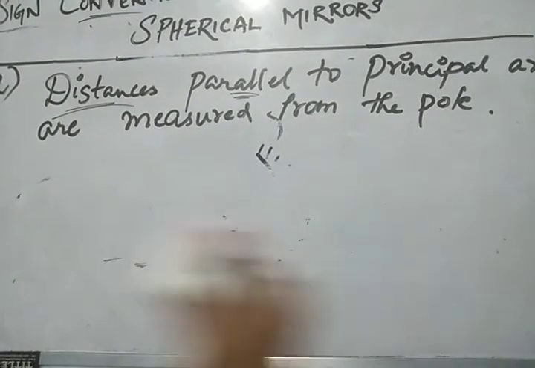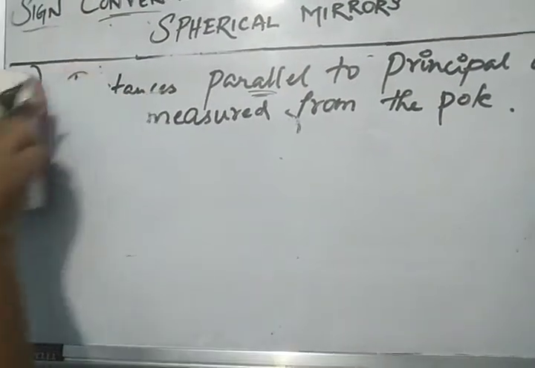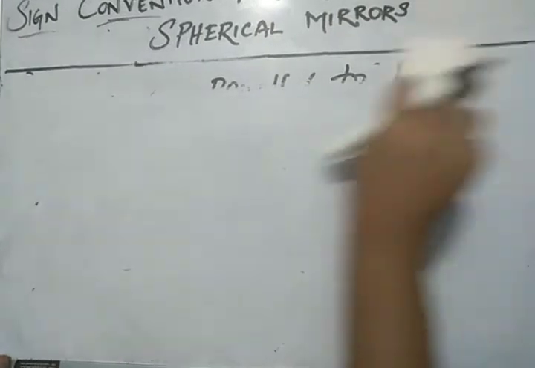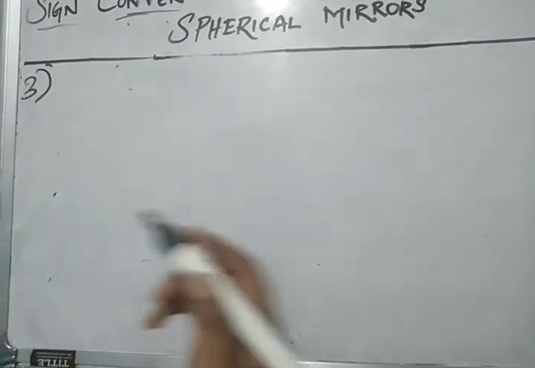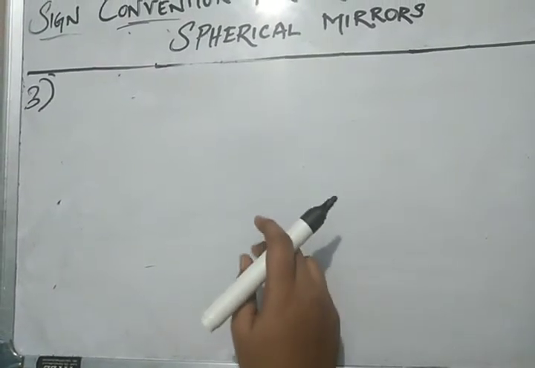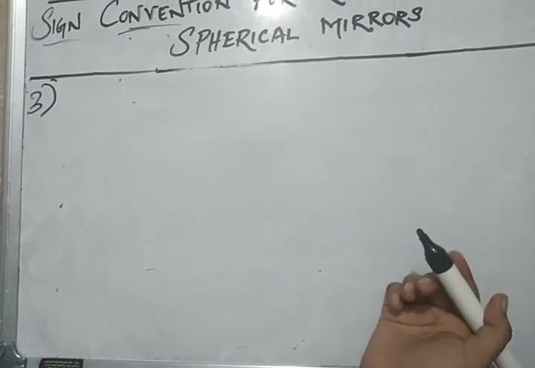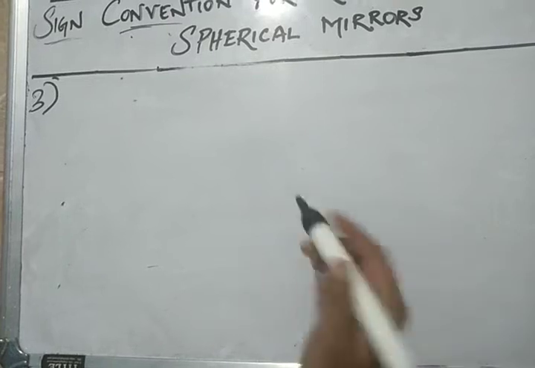Now the third sign convention is that all the distances that are measured right of the origin are taken as positive.